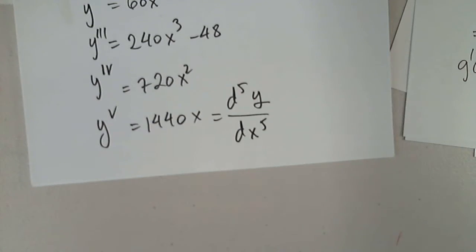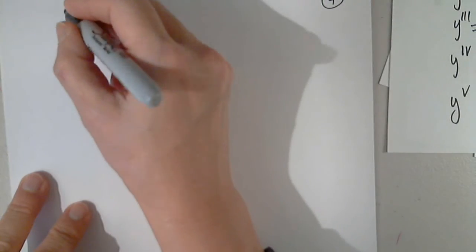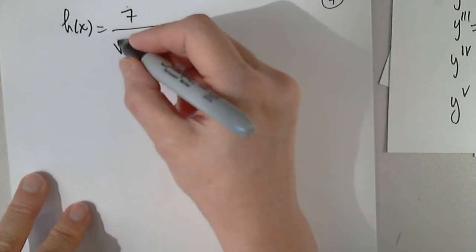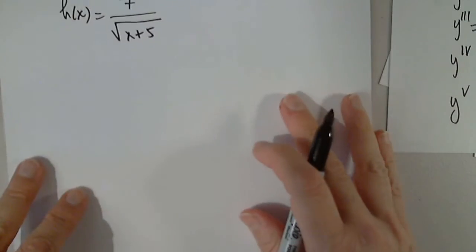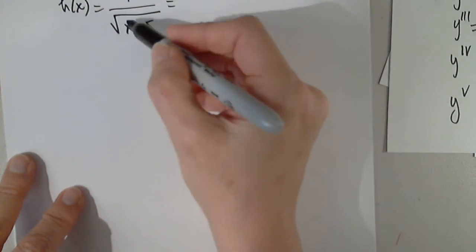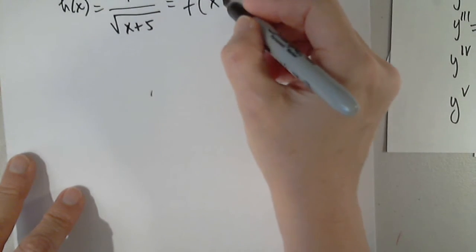Did you do h of x equals 7 over the square root of x plus 5? Yes, of course. If you can give it to me again. H of x equals 7 over the square root of x plus 5. Very good. Awesome. I don't like this. Did I copy correctly? Yeah. Good. I don't like this.